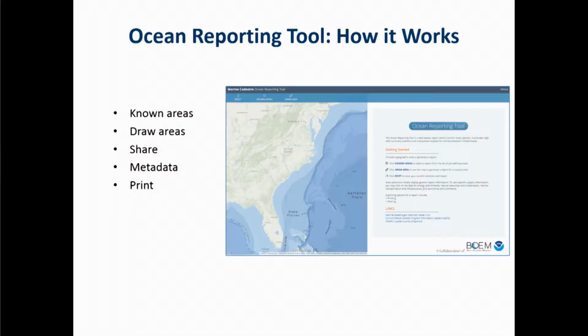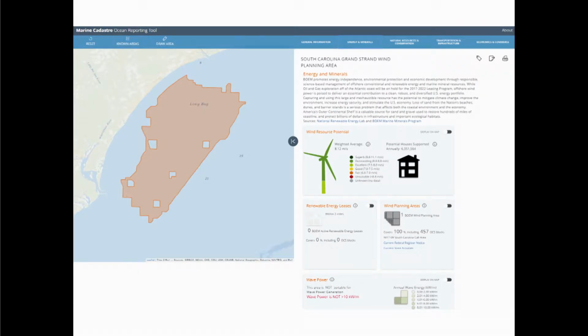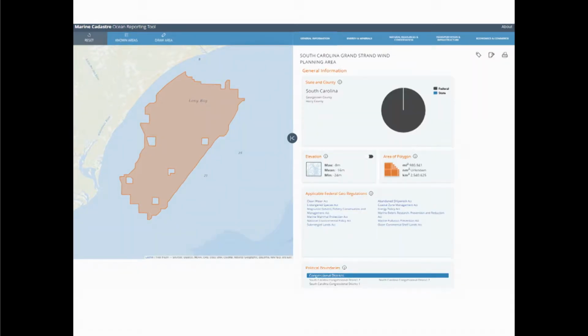So, let's see here. So here's how it would work for a known area. You could jump down into a wind planning area here, and what I'm going to show you is a wind planning area off of South Carolina called Grand Strand. It's off of Myrtle Beach. It's a fairly large area. And you would end up, get a report organized around 5 different themes.